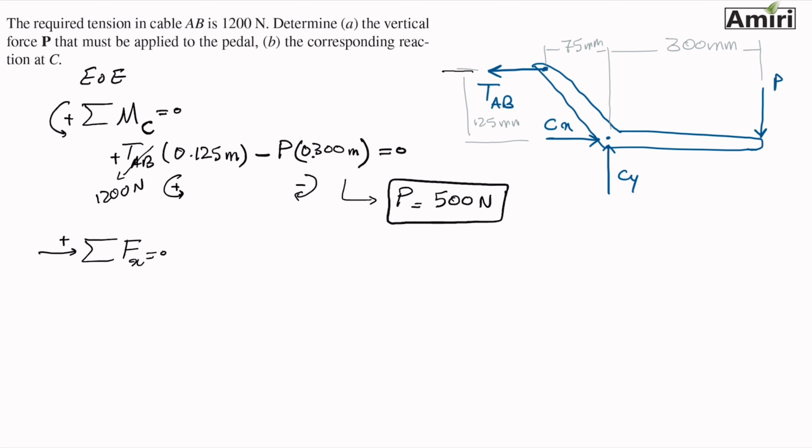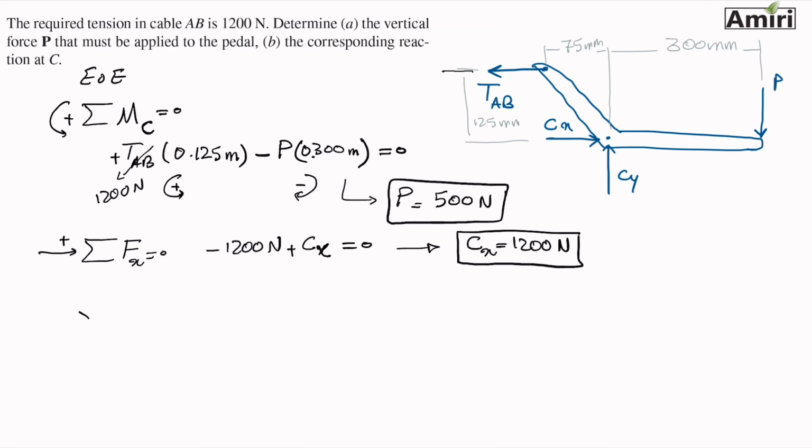Summation of forces in X should be 0. Start from one side and make your way through. I have the tension, 1200 newtons, pointing to the left, so that's negative. Keep going. The next one I see is Cx, and that's pointing to the right, so that's positive. Keep moving. Cy and P are both in the y direction, so I don't include them in this equation. Simple enough. One equation. Cx should be 1200 newtons.